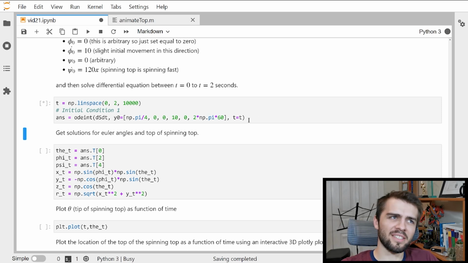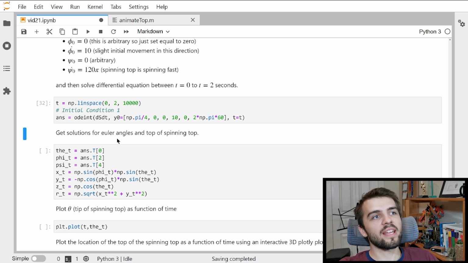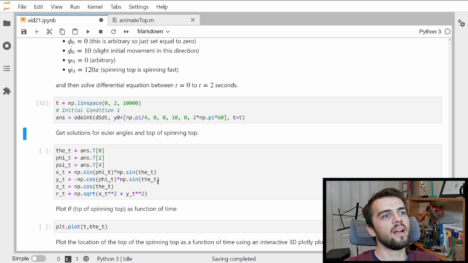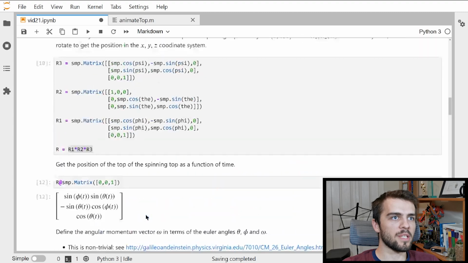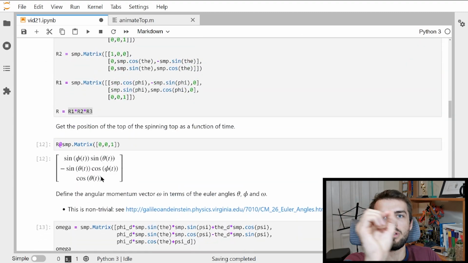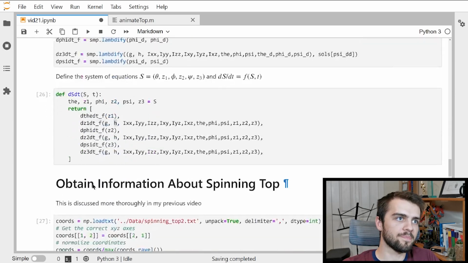It takes a little bit. I think it's like 10, 20 seconds. And so now it's all solved. And now I can get the solutions for the Euler angles, right? And once I have the Euler angles, I get the top of the spinning top as well. And remember that I solve for the top of the spinning top in terms of the Euler angles using this vector here. So I can plot specifically the top of the spinning top.